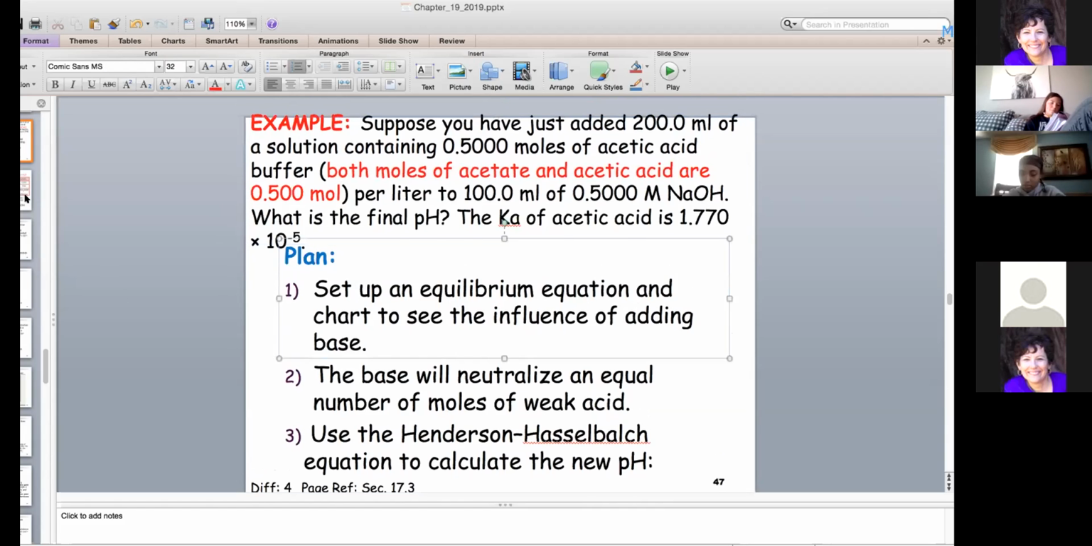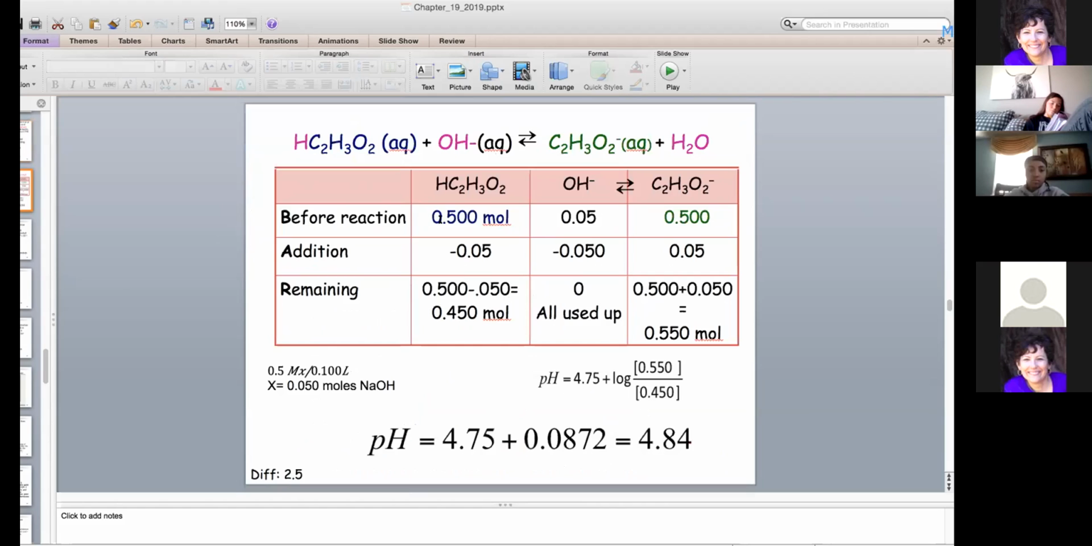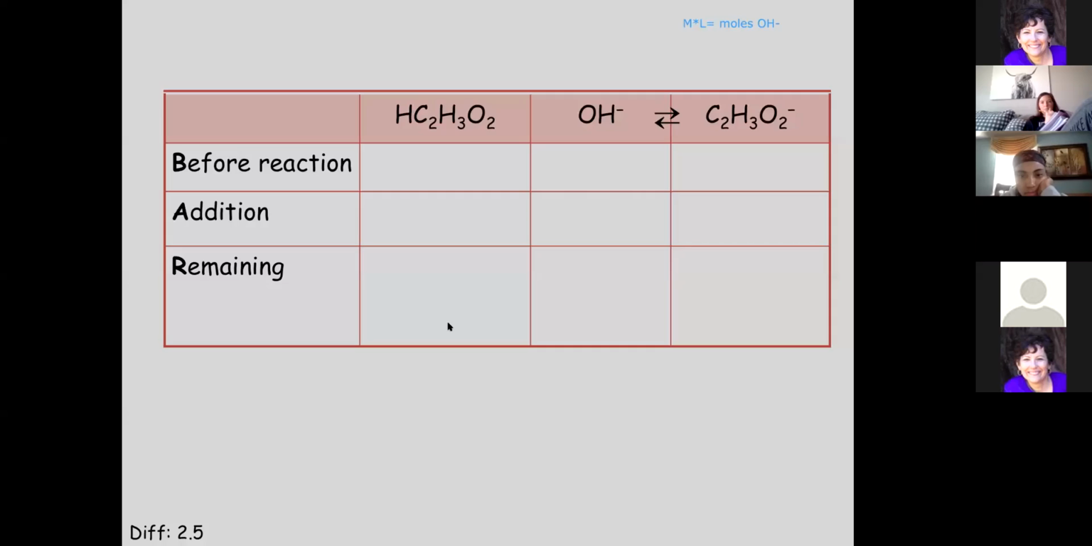So that's why when we fill in our chart on the next one, we've got both of these values at 0.5, because it is a buffer. So that's what we wanted it to be, as a buffer. Okay, all right, I like this better.